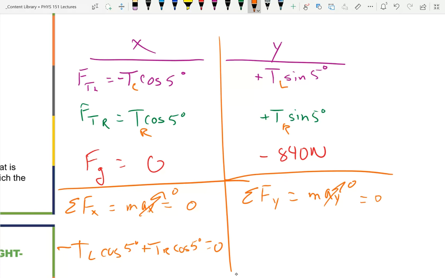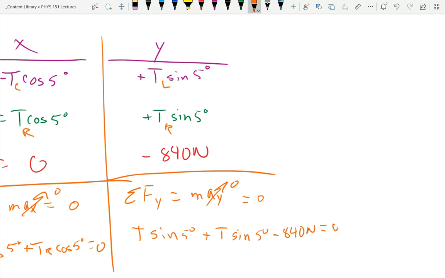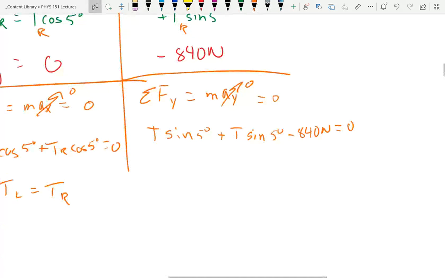And so add that column: tension sine 5 degrees plus tension sine 5 degrees. Notice I dropped the left and right because I just showed that left and right were the same. Minus 840 newtons equals 0. Okay, I can move over, don't have to. Well, that's pretty simple. 2 tension times sine of 5 degrees.